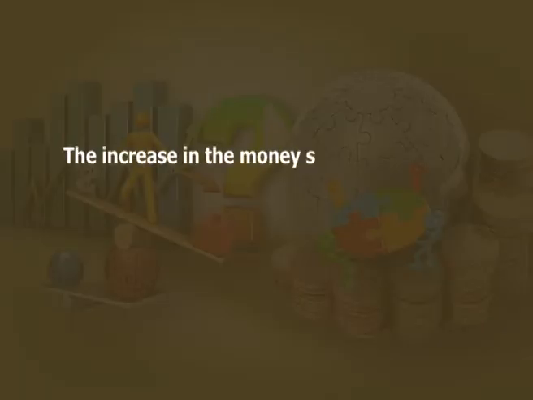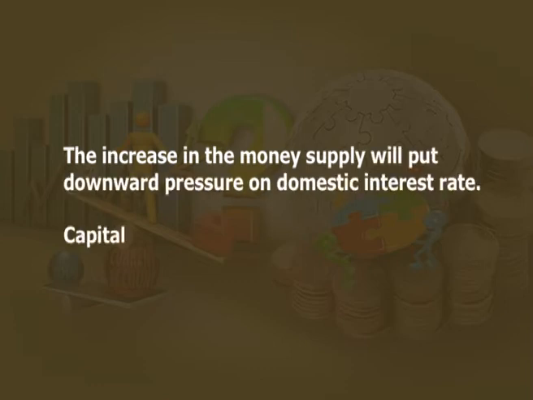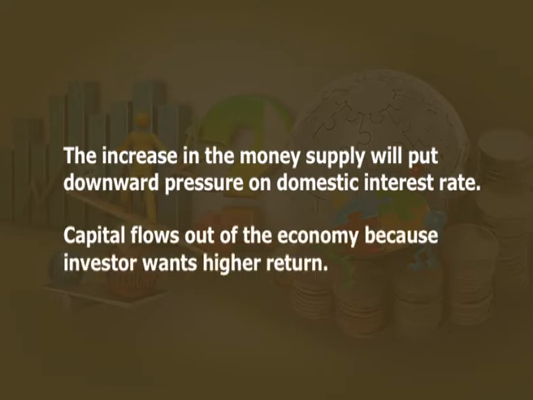In a small open economy, monetary policy influences income in a different manner than it does in a closed economy, because in a small open economy the interest rate is determined by the world interest rate. The increase in the money supply will put downward pressure on the domestic interest rate. Capital flows out of the economy because investors want a higher return. This outflow of capital will not allow the domestic interest rate to fall below the world interest rate, which is R star. The capital outflow will increase the supply of domestic currency in the market for foreign exchange, which will cause the domestic currency to depreciate in value. This will make domestic goods cheaper relative to foreign goods, which will increase net exports and hence total income. Hence, in a small economy, monetary policy influences income and exchange rate, but there is no effect on the interest rate.